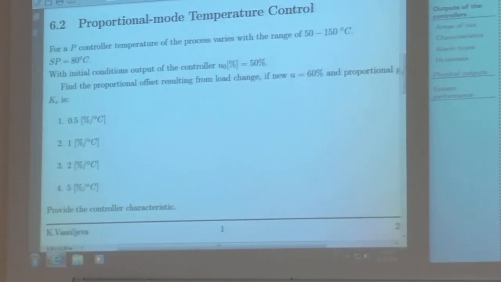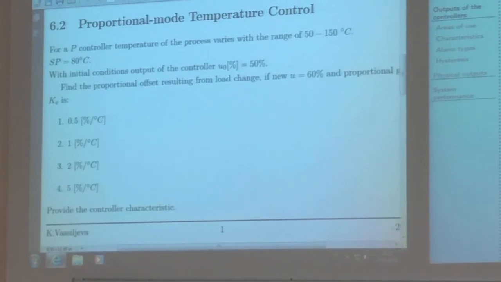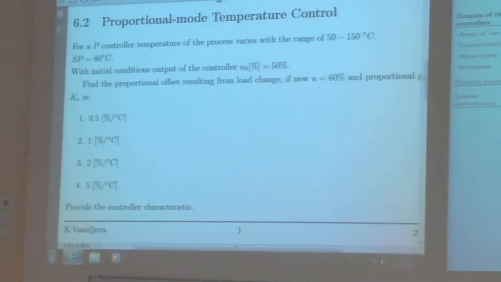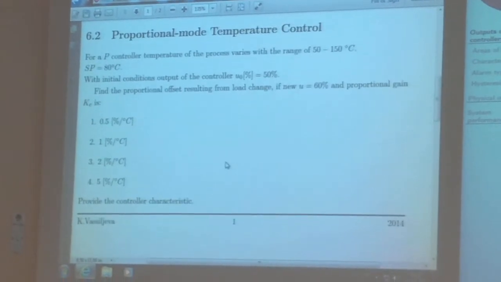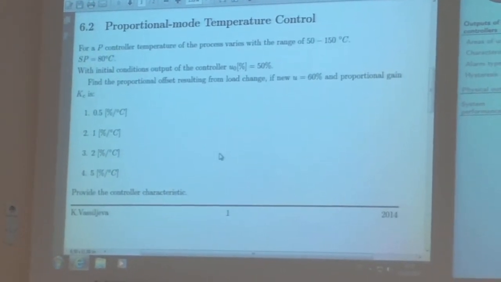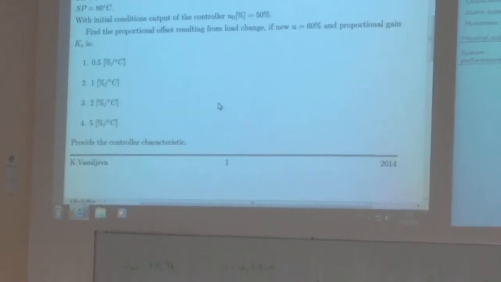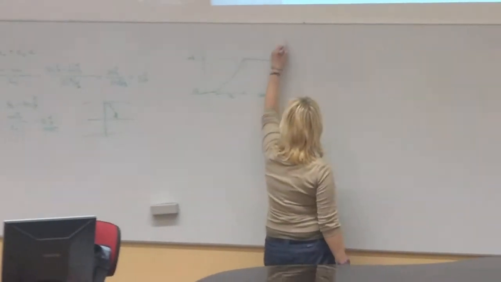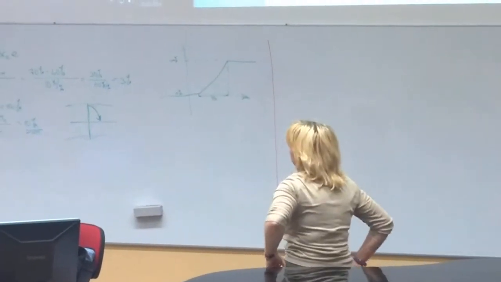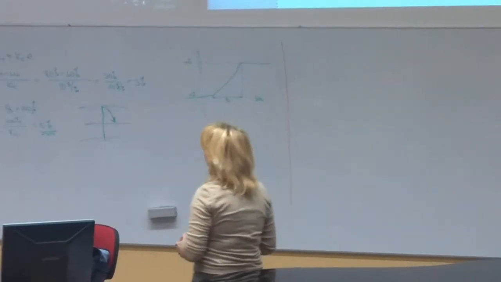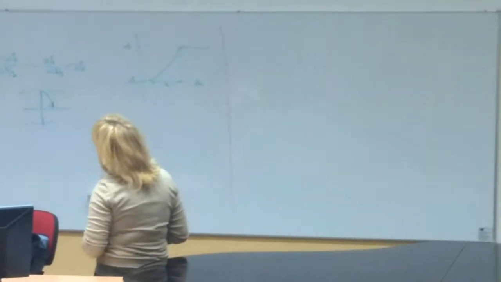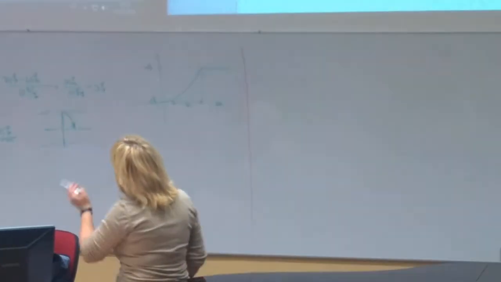We can describe this proportional band as a degree, and when we have percentage, then it's 36. How does proportional gain impact our control? For that matter, we are having such a situation. So for a P control, the temperature of the process varies in the range of 50 to 150 degrees, and the set point is set as 80 degrees Celsius.